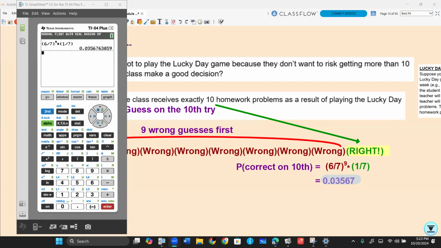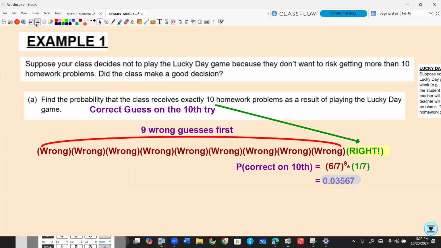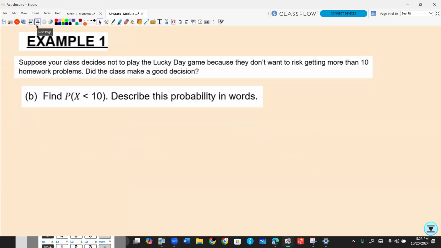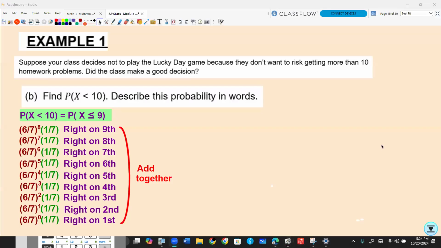And let's look at another scenario. Find the probability that x is less than 10. Describe it in words. Well, we could do what we did before. Now, less than 10 means 9, 8, 7, 6, 5, all the way down to 1. So we can get it right the first time, second time, third time, fourth time, fifth time, and so on. And that's a lot of math, but it's doable. Use your calculator and you can add those together very carefully.